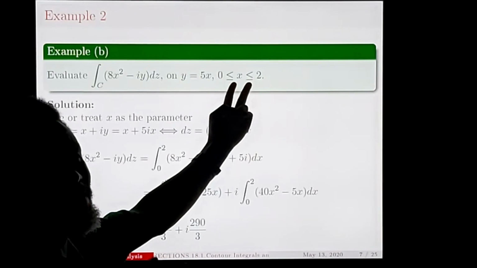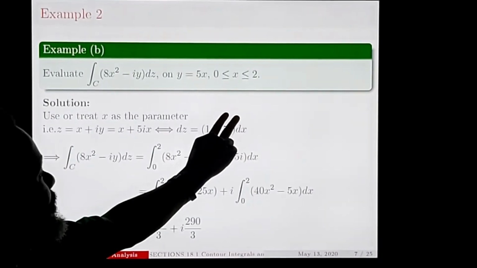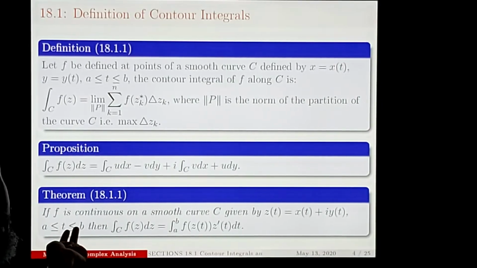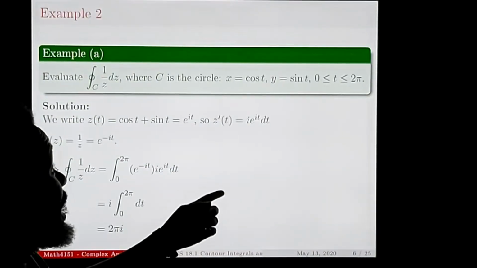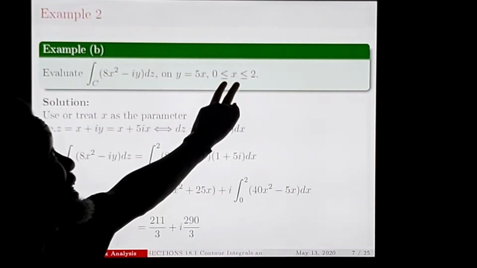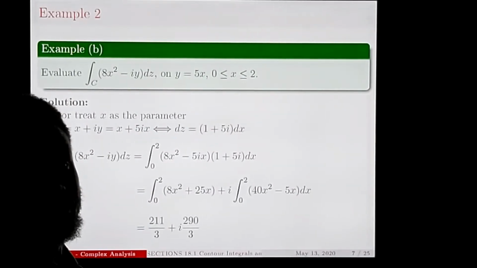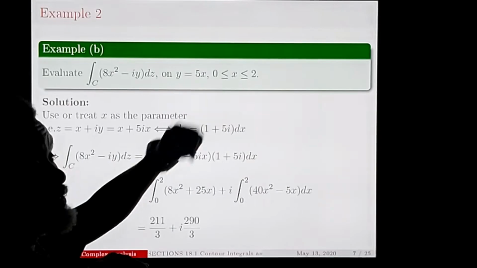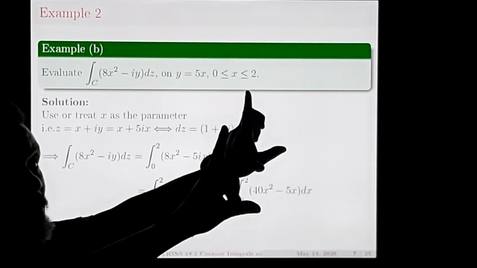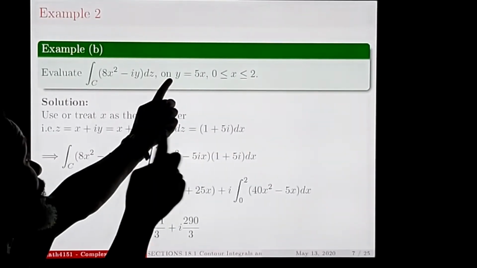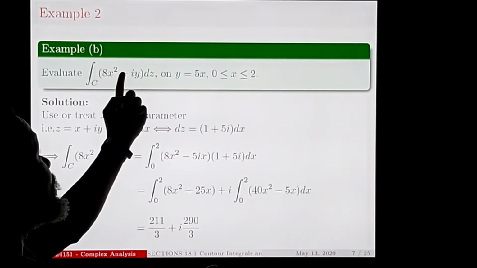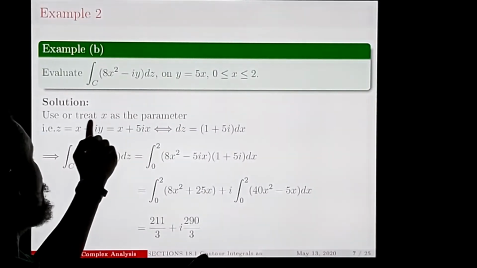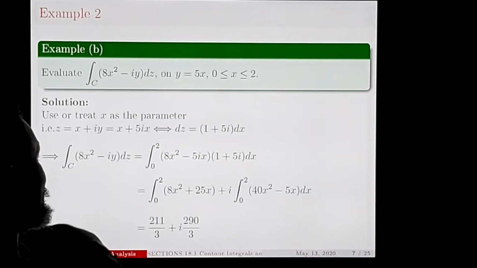You see, this behaves like t. When you're defining our curve, our t is like this. So if it happens like that, then you can treat this as a parameter. What do I mean by that? You express everything in terms of x. We're integrating with respect to t, now we integrate with respect to x. We already know y is 5x. So here you replace this with 5x, and treat x as a parameter.